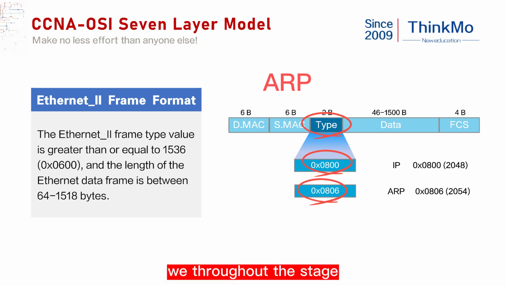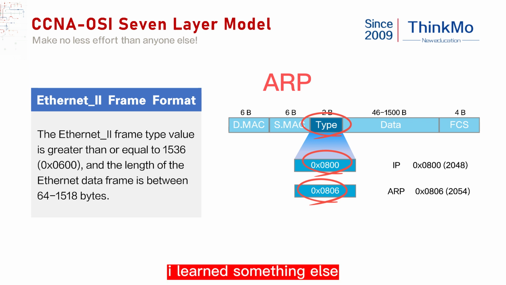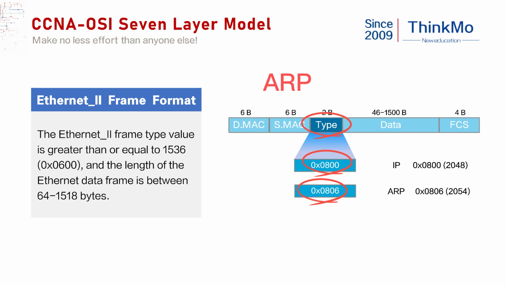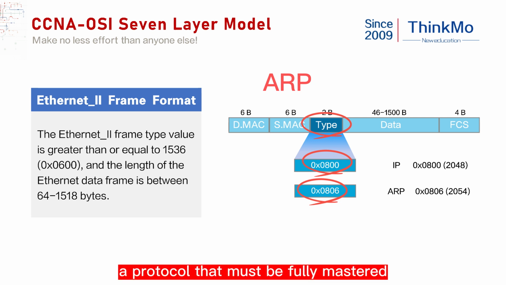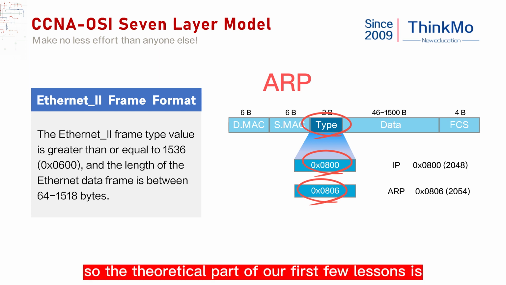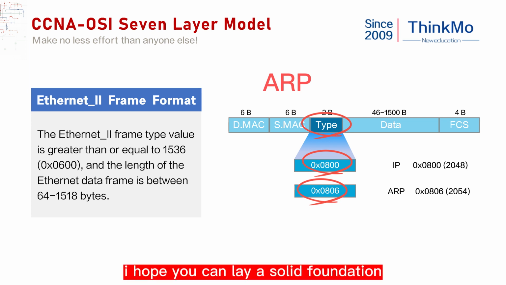We throughout the stage, whether it is learning VLAN or learning OSPF, in fact, I learned something else. Part of what we call technology. There is only one protocol like ARP that requires everyone in the NA stage to fully master it. So its status is very important. If you can fully understand it, in fact, even if we did not learn NA in vain. So the theoretical part of our first few lessons is important. I hope you can lay a solid foundation.